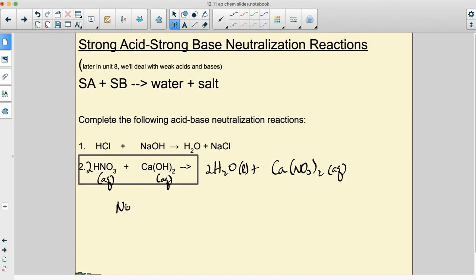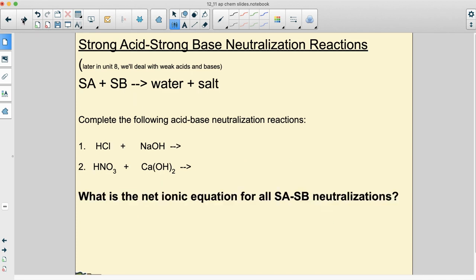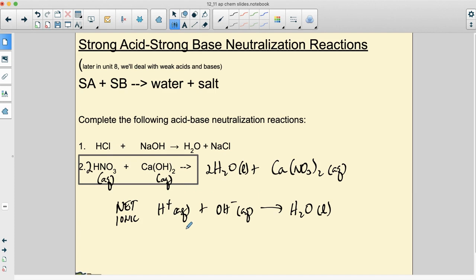So again, for the second reaction, the net ionic is H+ plus OH- forms H2O liquid. Same net ionic for all strong acid, strong base neutralizations. And we just said this again, the net ionic is always this, always for strong acid plus strong base.